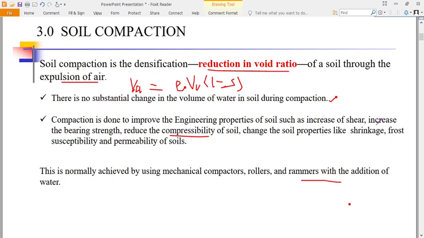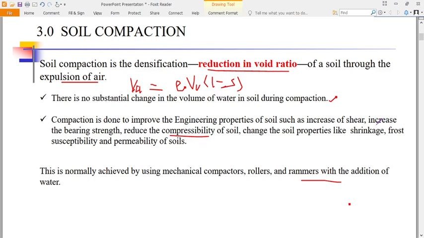Then there is a change in soil properties such as shrinkage. There will be a reduction in shrinkage, because shrinkage normally occurs when there is space and the soil can reduce in size. But when you compact the soil, you have increased the mass, therefore you reduce the tendency of a soil to reduce in its length, or to shrink.